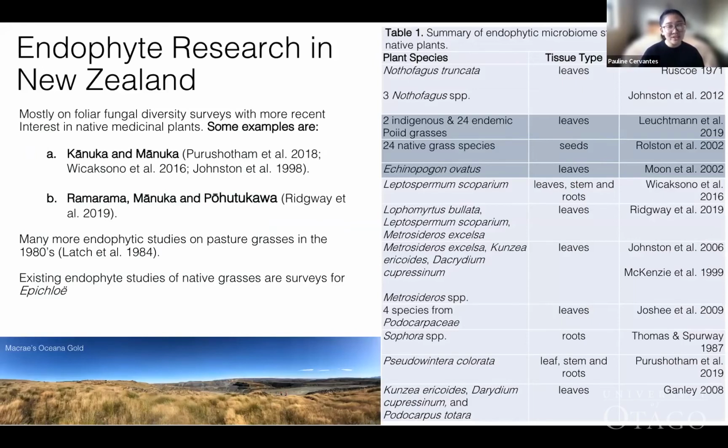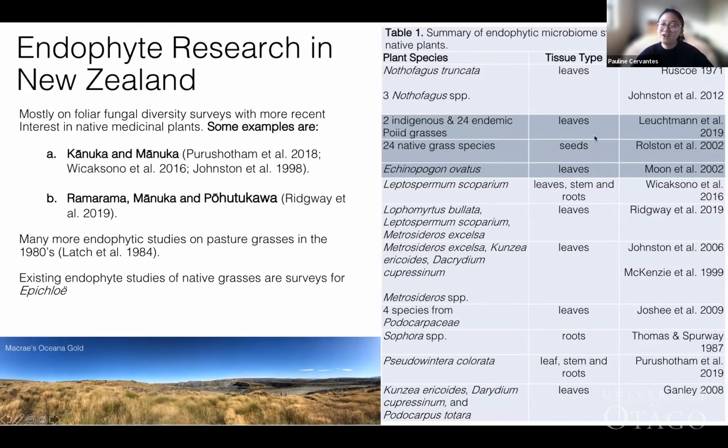And when we look at endophyte research here in New Zealand in particular, there are a lot of studies looking at foliar fungal diversities, with some examples over here. And in particular, there's more recent interest in looking at native medicinal plants, in particular myrtaceous species such as Kanuka, Manuka, Ramarama, and Purukawa. And recently, there was a report by Ridgway et al. looking into native endophytes in these species and seeing how they could potentially be used as a biological control agent against the introduced pathogen myrtle rust, which I thought was really interesting.